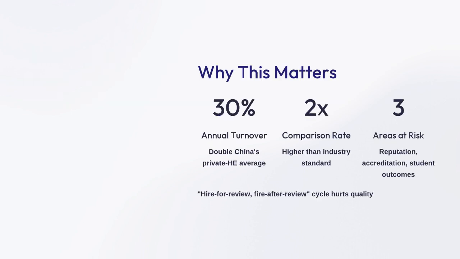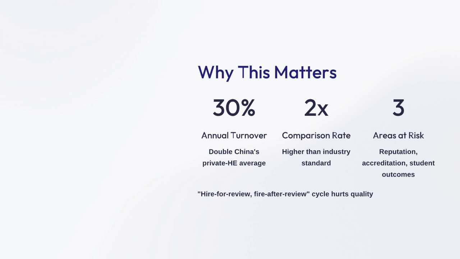Let's begin with the stakes. GZIST is losing 3 out of every 10 instructors annually, double the average for private higher education institutions in China. The turnover drains roughly 4 million yuan in emergency hiring costs each year and disrupts 120 course sections, delaying graduation for some seniors. The root cause is a hire-for-review, fire-after-review loop.